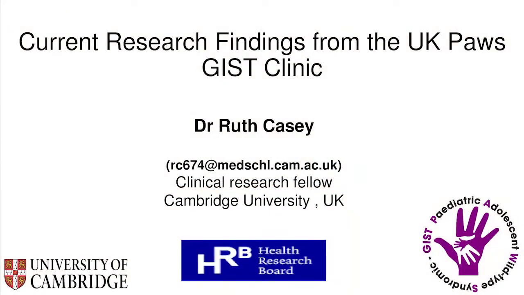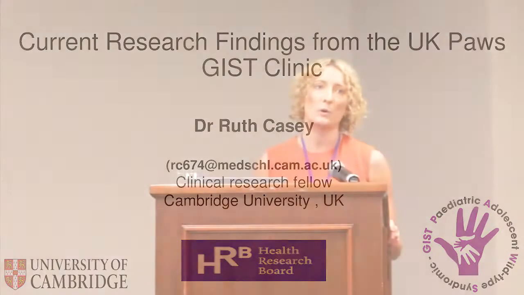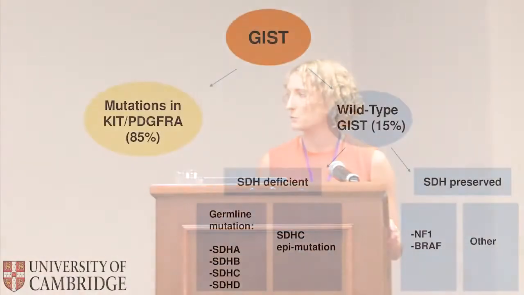Okay, so you've seen a version of this slide a few times this morning, so I'm just going to quickly go through it. So we know that the minority of adult GIST are so-called wild-type GIST. If we look at the wild-type GIST, they can be further classified. The first step, as you've heard this morning, is to determine whether the GIST have a functioning succinate dehydrogenase enzyme complex or not. And we usually do this using SDHB immunohistochemistry, or a staining test on the tumours.